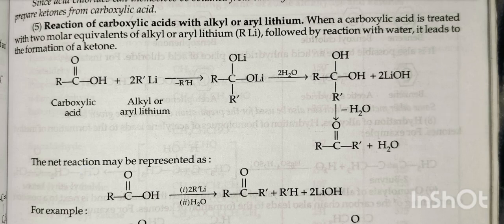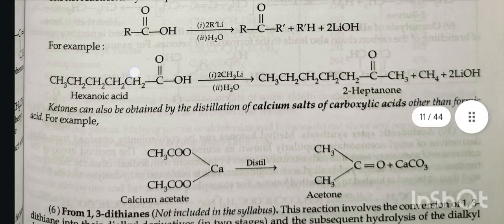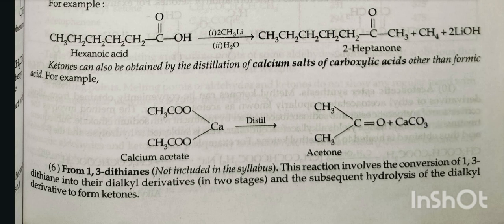Carboxylic acid plus alkyl or aryl lithium gives the following product. The net reaction may be represented as follows. For example, RCOOH in the presence of 2 moles of R'Li, followed by H2O, gives RCOR' plus RH plus 2 moles of LiOH. For example, hexanoic acid gives 2-heptanone plus methane plus 2 moles of LiOH.